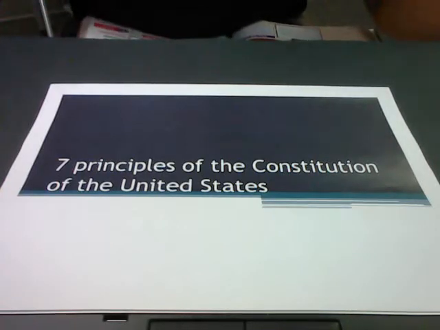Major principles of our Constitution. Remember, our Constitution that we use today is actually our second Constitution. The first Constitution was called the Articles of Confederation. They were very weak, they gave the states too much power, and the federal government had no power to enforce a lot of the laws that it had made.